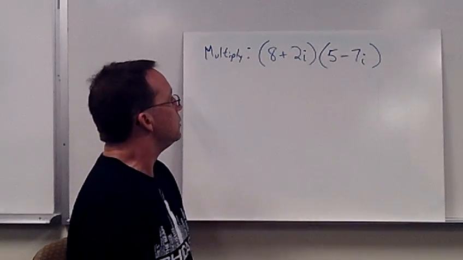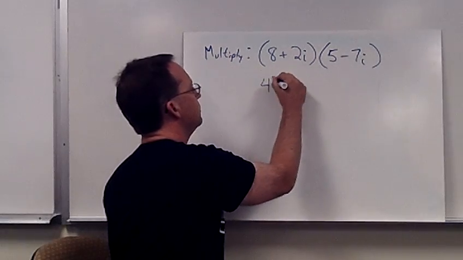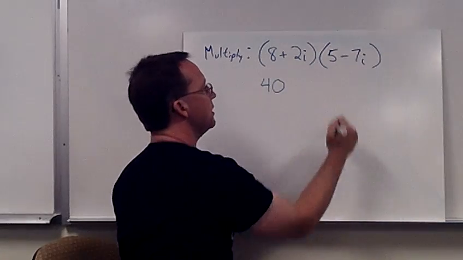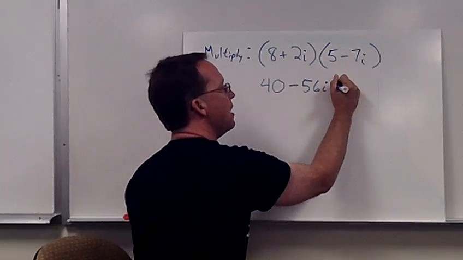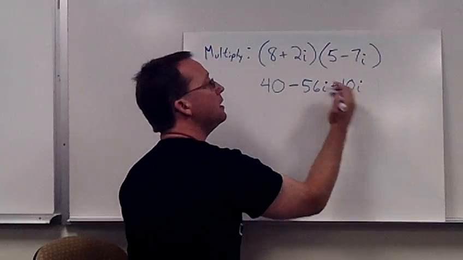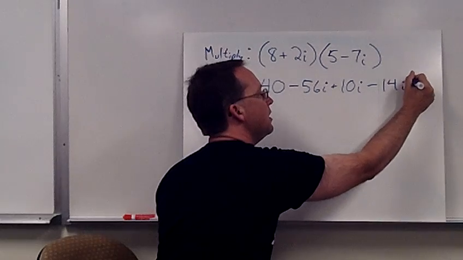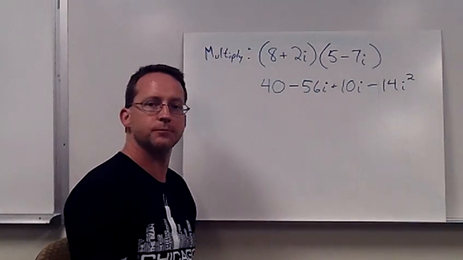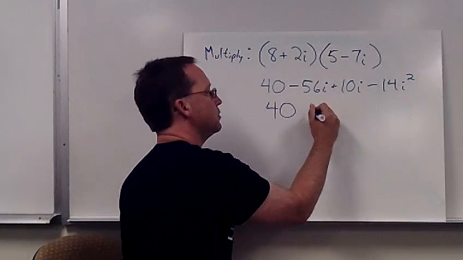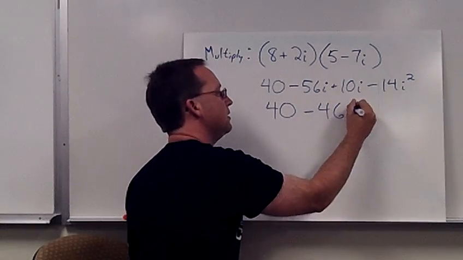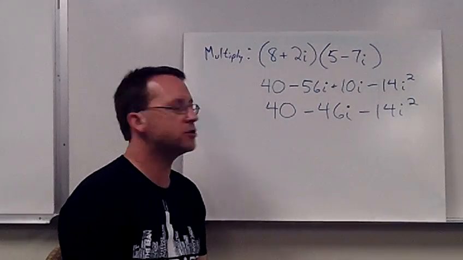All right. So we begin by FOILing. 8 times 5. 8 times the -7i. 2i times 5. And then 2i times -7i. So -14i times i is going to be i squared. There. All right. So we do our FOIL. Combine our like terms. All right. So we get a -46i in the middle there. All right, so far so good there.